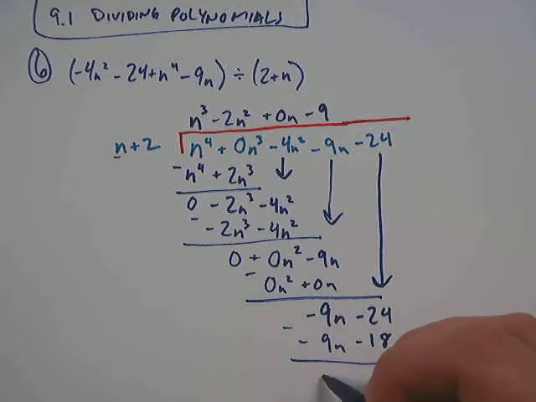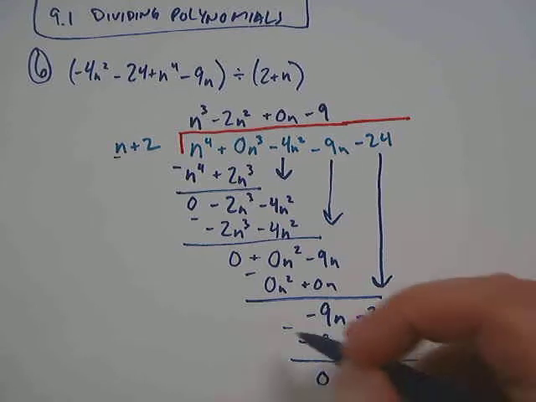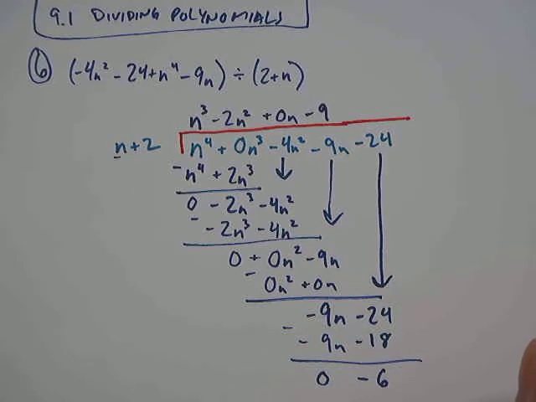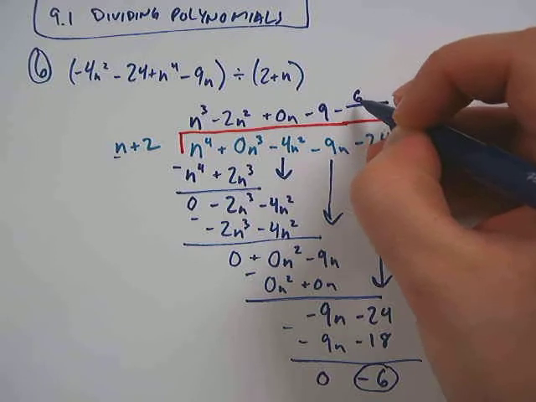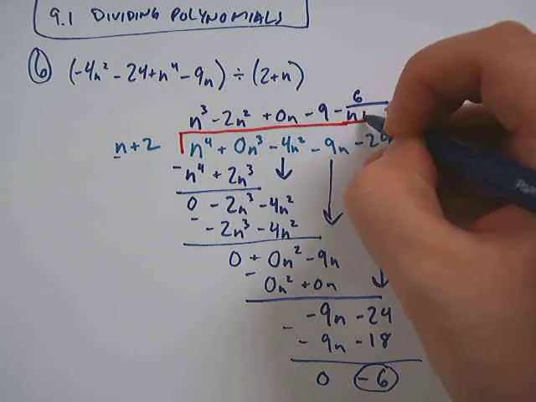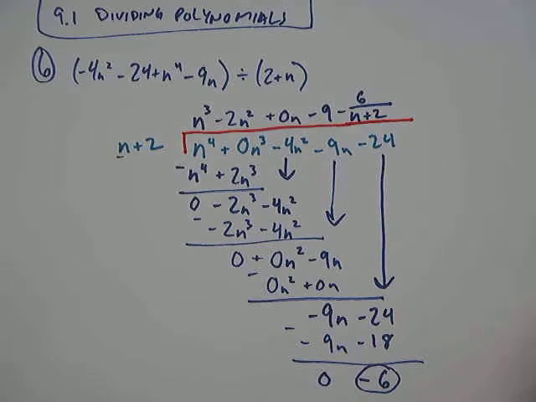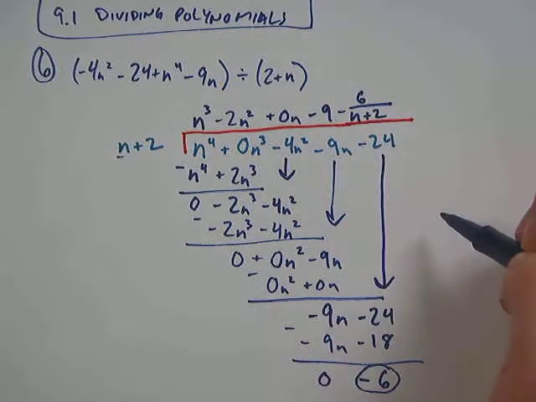So these subtract and get 0. These subtract, and you actually get -6. Because subtracting a negative is just like adding a positive. So if you want to, you can change that into a plus to remind yourself. All right, so now we have this remainder here. And what we're going to do with the remainder is take our remainder and divide it by our divisor so that it's represented with our answer there. So we have -6 over n plus 2.